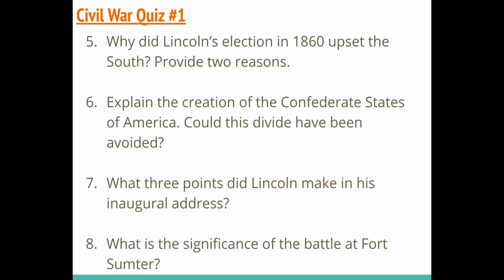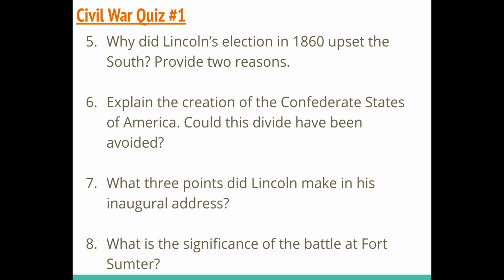Question 6, explain the creation of the Confederate States. How did that come about? What was the story there? And I want to know whether you think this divide, this separation, could have been avoided. Question 7, what 3 points did Lincoln make in his first inaugural address? What was he trying to emphasize? Go back, watch the video, look at the slides. What 3 things did I tell you he was communicating to the country?